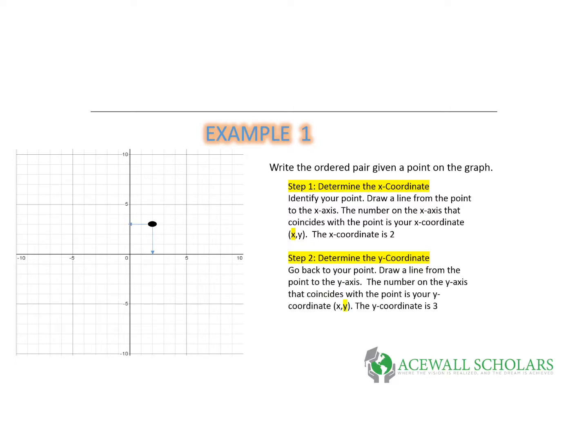Now you need to determine the y-coordinate. To do this, go back to your point, draw a line from the point to the y-axis, and the number on the y-axis that goes with the point will be your y-coordinate, and in this case the y-coordinate would be 3. And that means the ordered pair would be (2, 3).